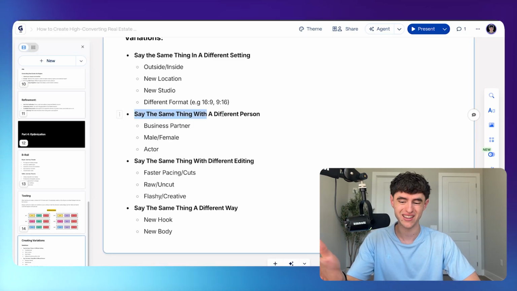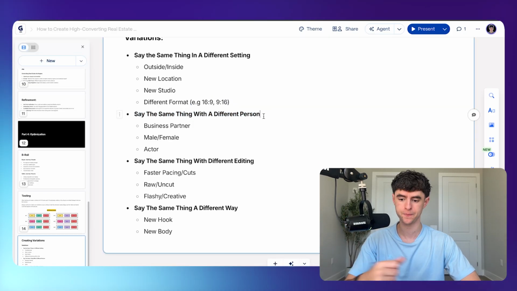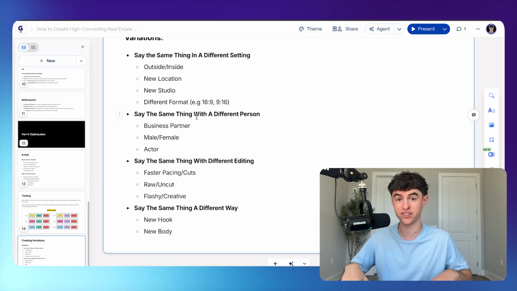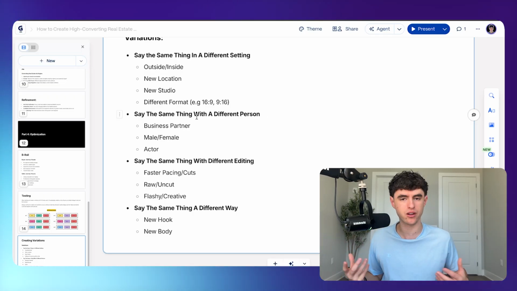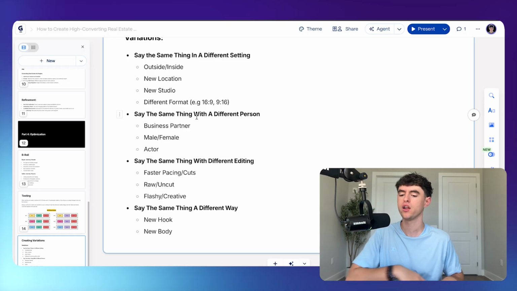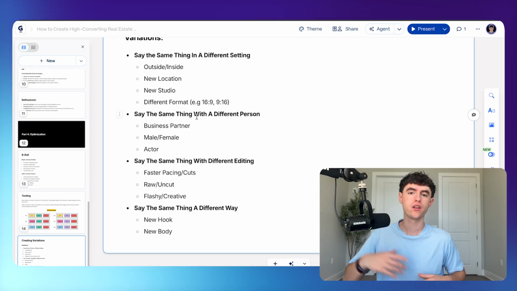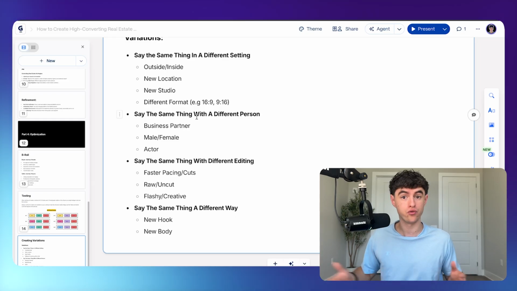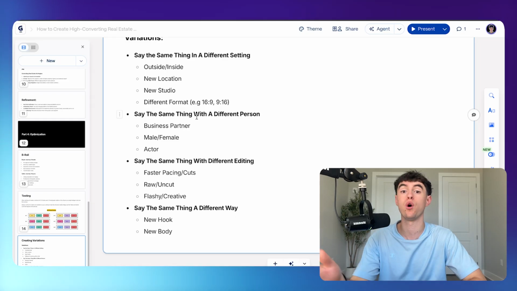Another thing you can do is say the same thing, but with a different person. So you can have a business partner variation ad instead of you speaking. If there's a female speaking in the original ad, try a male, an actor instead of you. All these different things can improve or maybe not improve the ad, but you have to test it to figure out what the winners are.